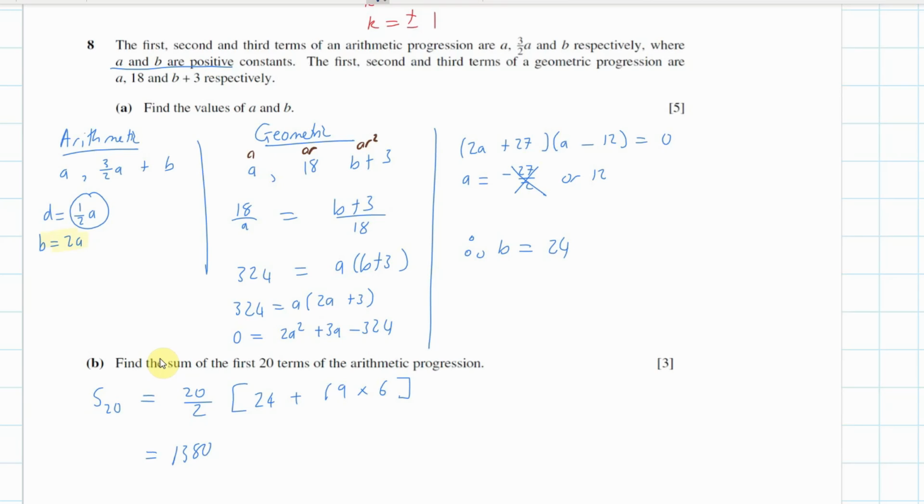Let me just do a quick check on that. So the 20th term, yes. 2a, and we found a to be 12. Double 12 is 24. Plus 19, 20 minus 1, yep. And then the difference is half of a, which is 6. Yeah, so 24 plus 19 times 6 equals 138 times 10. Yep, 1,380. Perfect. Okay, lovely.